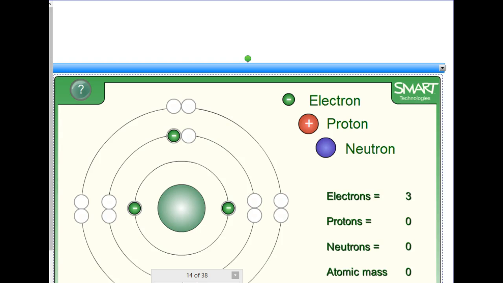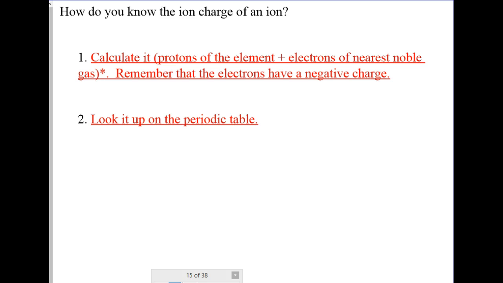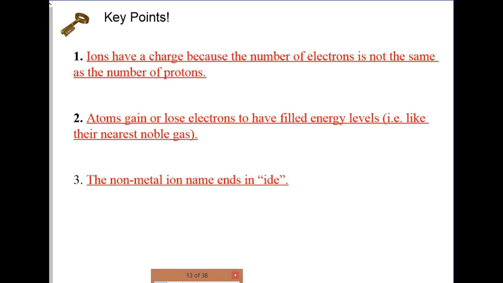So this is what we call the Bohr model, and it helps us understand rule number 2, which is atoms will gain or lose electrons to become more stable. And when they do that, the number of electrons is not going to be equal to the number of protons anymore. Third, all the nonmetal endings have to change to -ide when they become an ion.